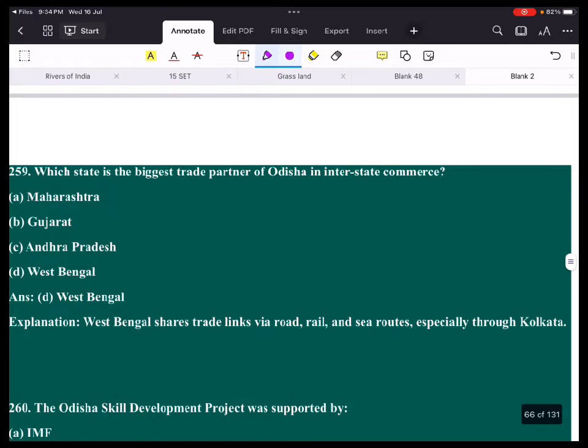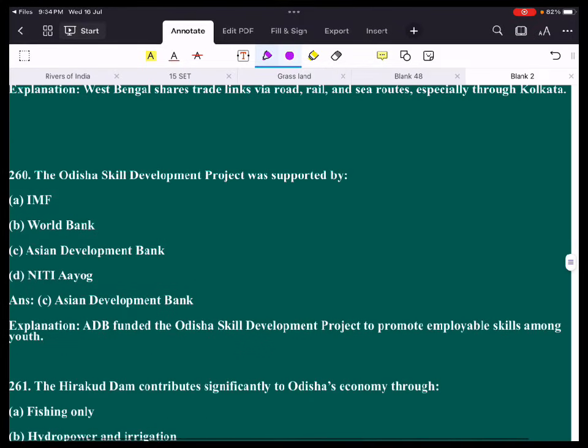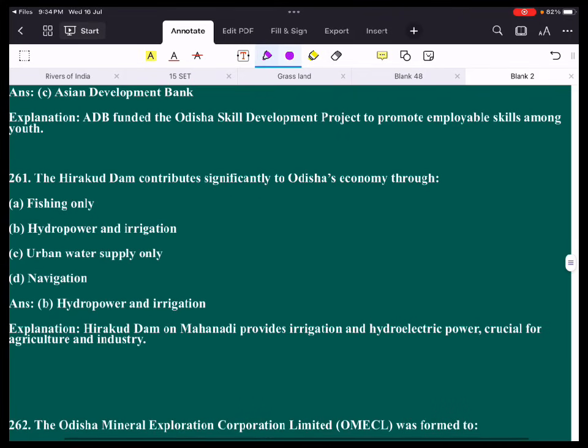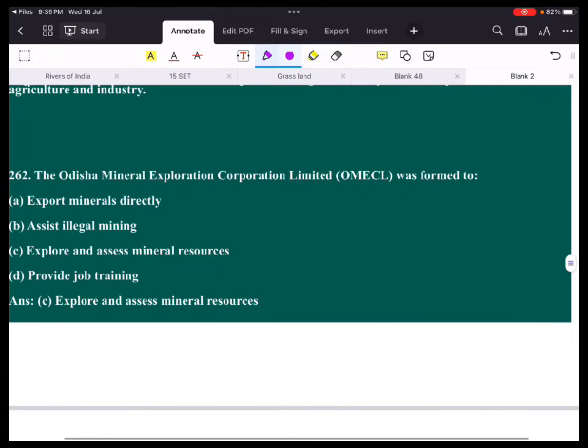Which state is the biggest trade partner of Odisha in interstate commerce? That is option D, West Bengal. The Odisha Skill Development Project was supported by Asian Development Bank, option C. The Hirakud Dam contributes significantly to Odisha's economy through hydropower and irrigation, option B. The Odisha Mineral Exploration Corporation Limited was formed to explore and assess mineral resources, option C.